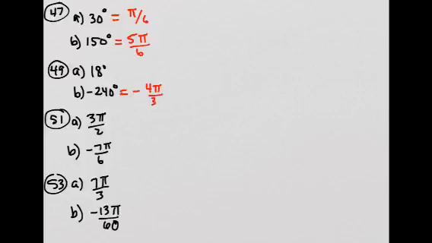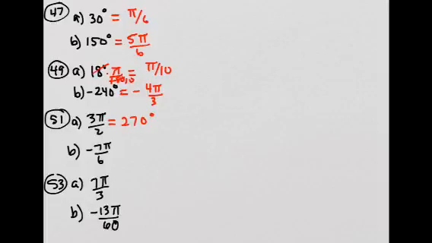Now 18 degrees, you do need to use a conversion factor. So you multiply by pi over 180. And so 18 goes into 180 10 times, so this is pi over 10. Okay, for 51, you're converting back to degrees, and again, this is one that you should know. 3 pi over 2 is 270 degrees without using a calculator or any conversion factor.